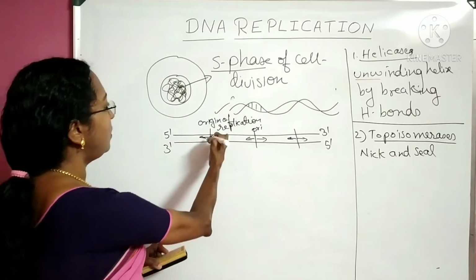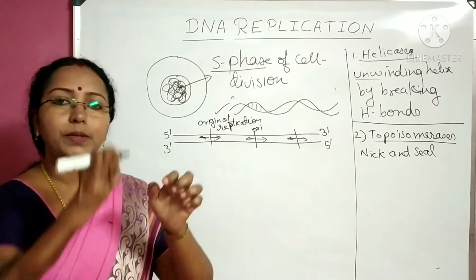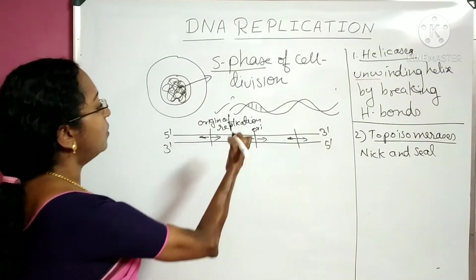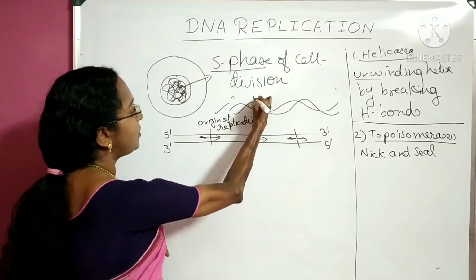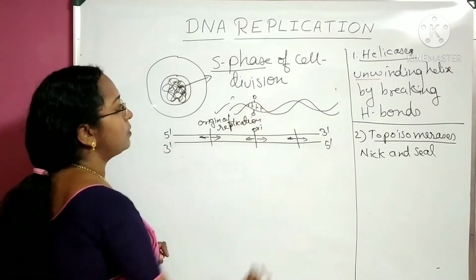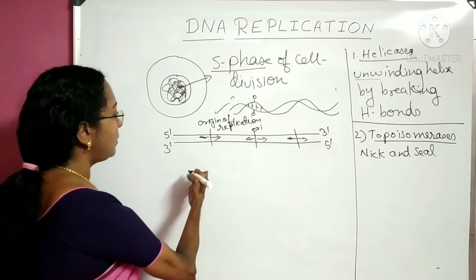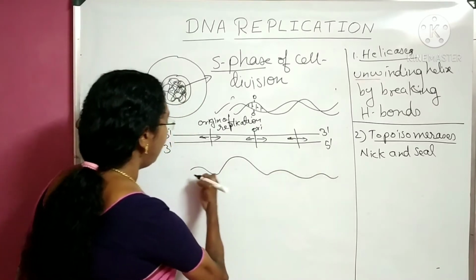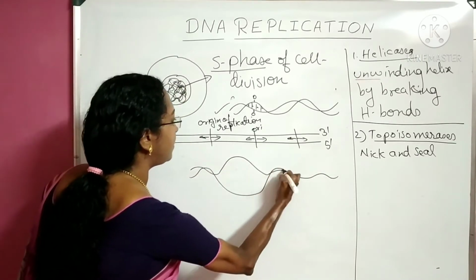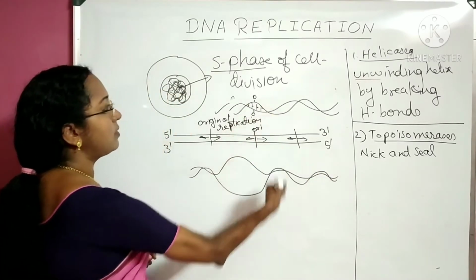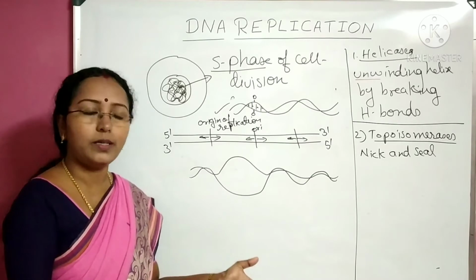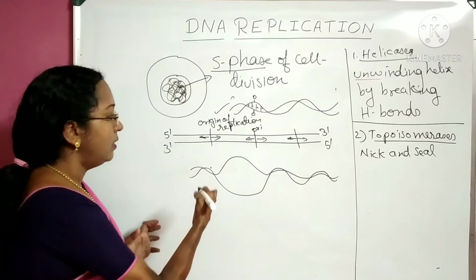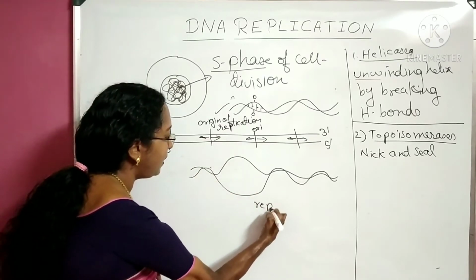So wherever this origin of replication is, at that point what happens? First the helicase enzyme will come and it will break open the hydrogen bonds. So imagine this is the origin of replication and here the hydrogen bonds are broken. If the hydrogen bonds are broken, what will happen? In that area the strands got separated because the hydrogen bond is broken. So what you can see here is a big bubble. This big bubble you call the replication bubble.